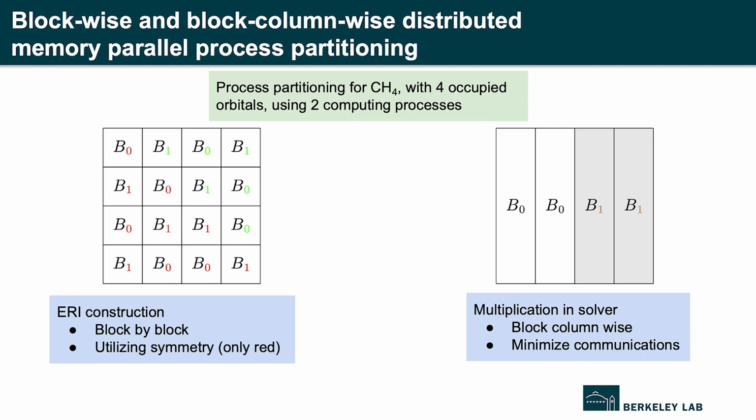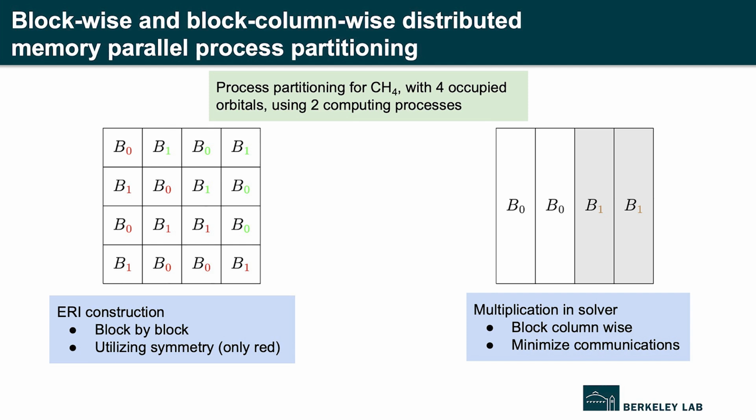I have an illustration for this simple example with CH4, which has 4 occupied orbitals, and we are going to use only 2 computing processes to distribute the data. On the left, we have a block-wise distributed memory, or 2D process grid, to build the EI matrix, building it block by block. To utilize the symmetry in the EI, we only build the lower triangular part, represented by all these red points right here. For the upper triangular half, since it has symmetry, we just use the transpose to get the blocks. The zeros and ones represent the 2 computing processes that we use to build the system. So that's for the EI construction.